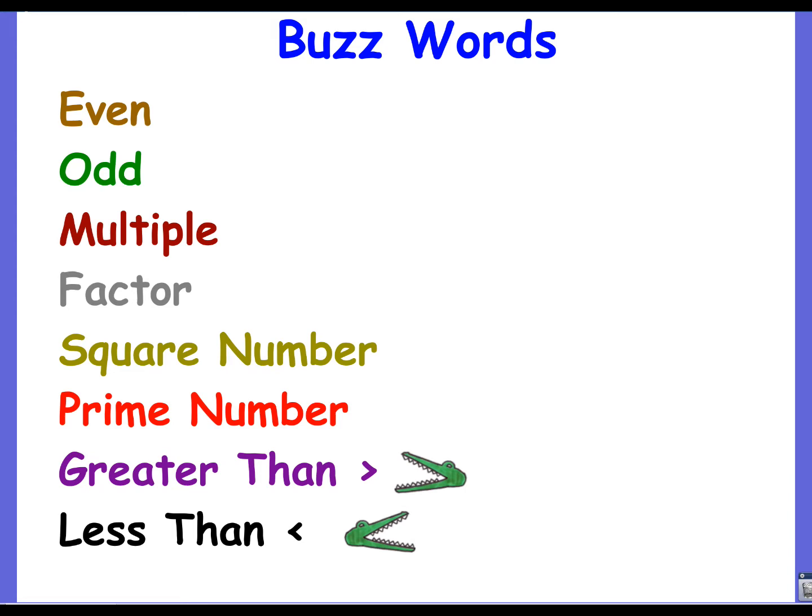Let's just have a quick recap on some of the buzzwords that we covered during this lesson. So do you remember the definitions of even, odd, multiple, factor, a square number, a prime number, greater than, and less than?